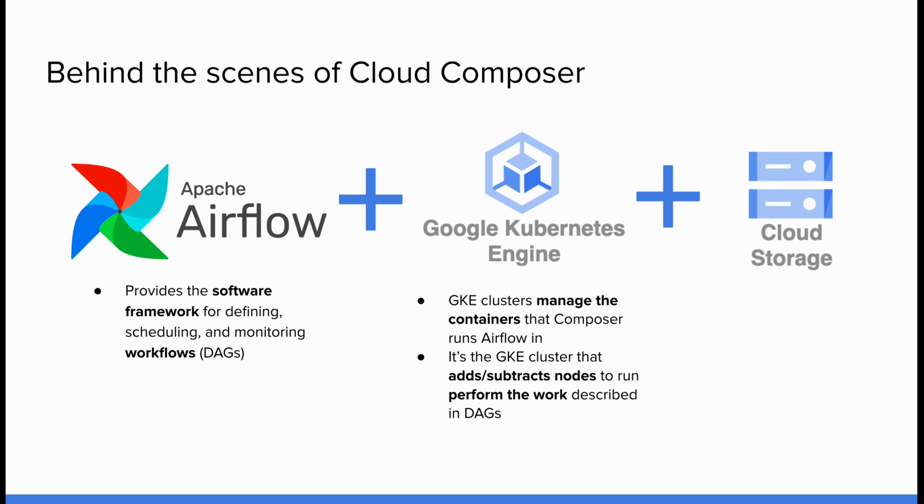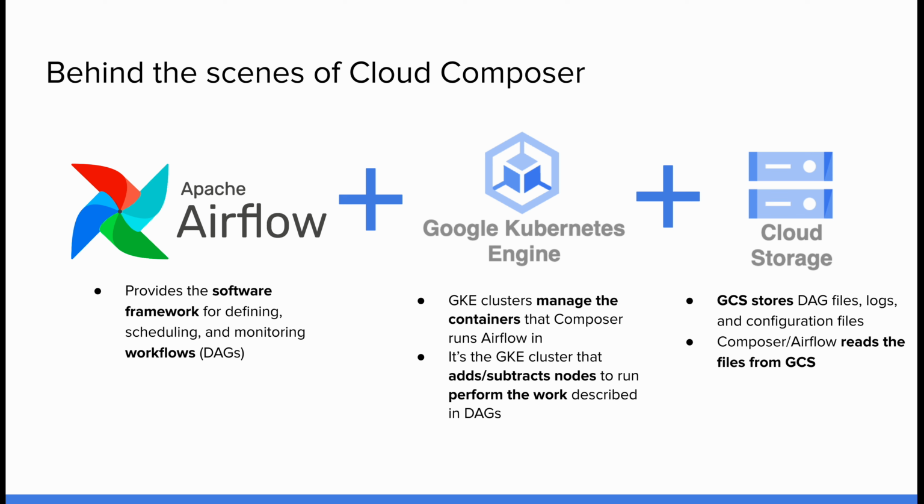Finally, Cloud Storage. Cloud Storage stores important data like DAG files, logs, and configuration files. Airflow reads from Cloud Storage, ensuring that your workflows and logs are kept outside of the runtime environment, which helps with reliability and scalability. This provides the persistent and scalable storage for Composer and workflow, and it does so outside of the environment itself, which makes the entire system more flexible.